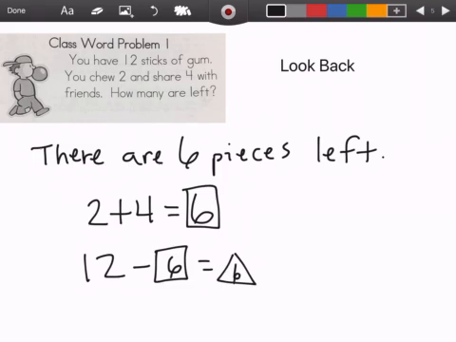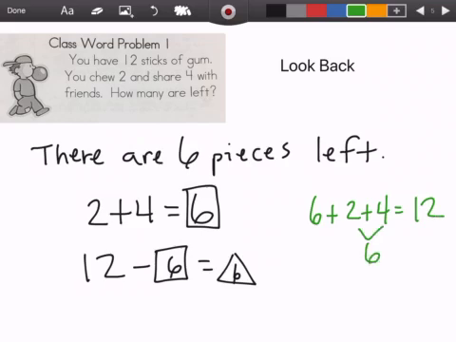We could also do the inverse operation to check it. Does 6 plus 2 plus 4 equal 12? Well, 2 and 4 make 6. 6 and 6 is a doubles fact, and I know that is 12. So yes, it does work.